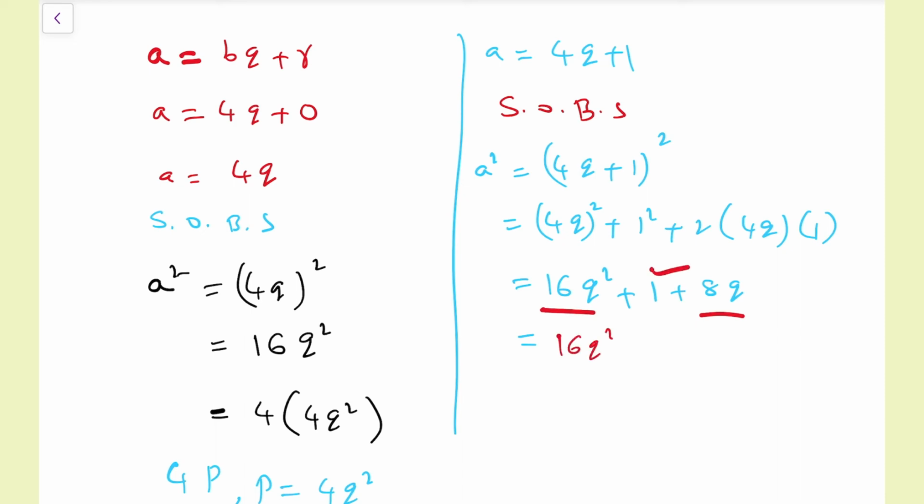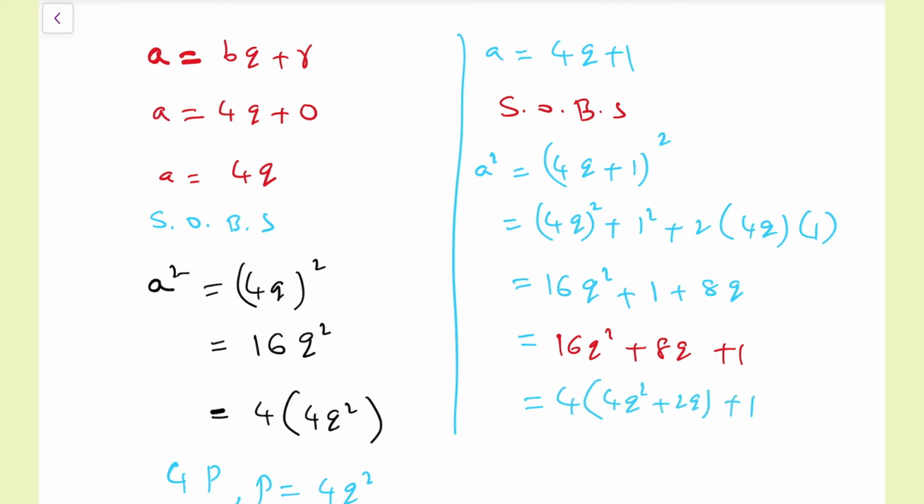So 16q square plus 8q plus 1. Now we need to take out 4 common, right? So I will take out this 4 common from these first two terms. So we remain with 4q square plus 2q plus 1 as it is.